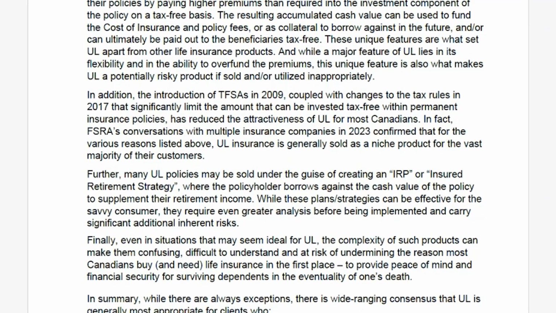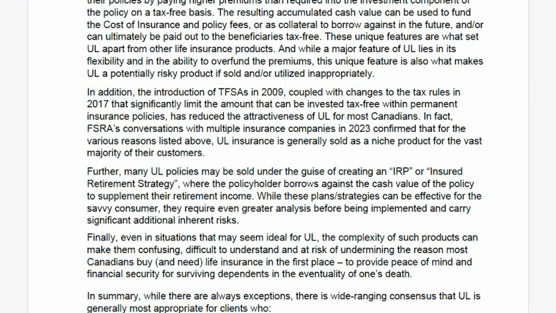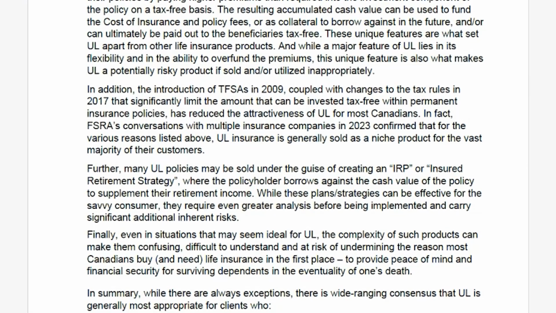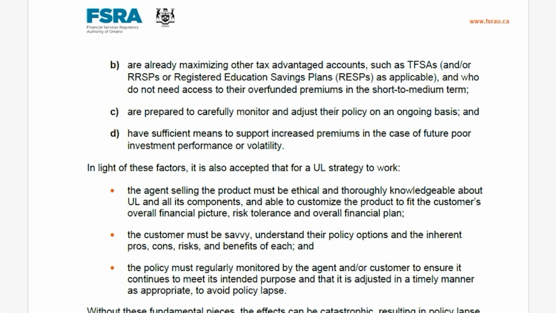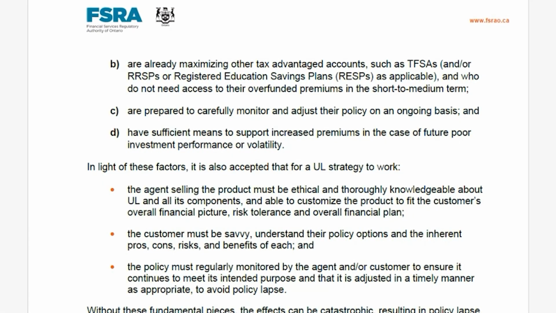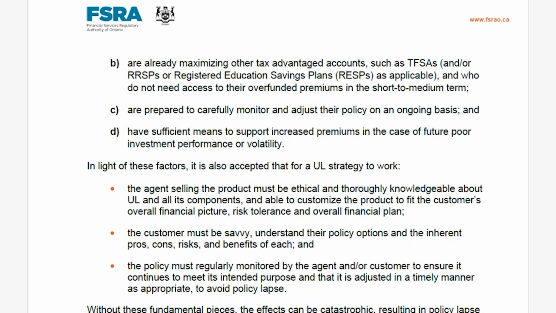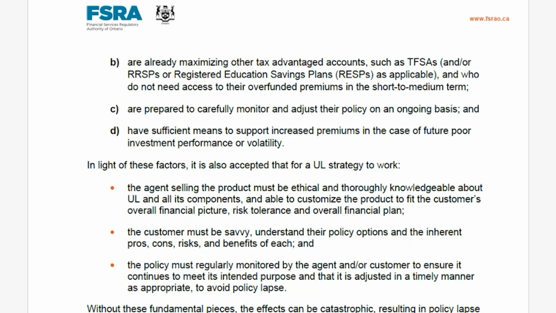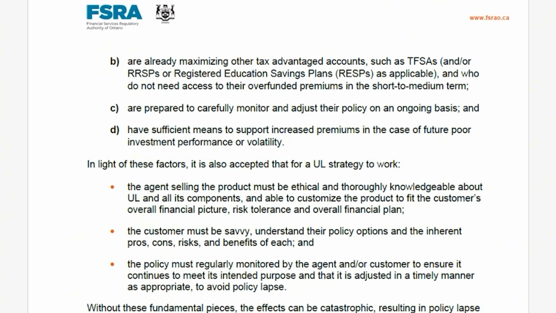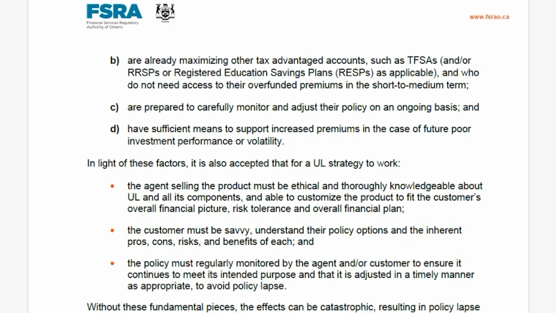In summary, while there are always exceptions, there is a wide-ranging consensus that UL is generally most appropriate for clients who, A, have a genuine need or purpose for permanent life insurance, are already maximizing other tax advantage accounts such as TFSAs and or RRSPs, or Registered Education Savings Plans, or RESPs as applicable if you have children, and who do not need access to their overfunded premiums in the short to medium term. B, they are prepared to carefully monitor and adjust their policy on an ongoing basis. And C, they have sufficient means to support increased premiums in the case of future poor investment performance or volatility.